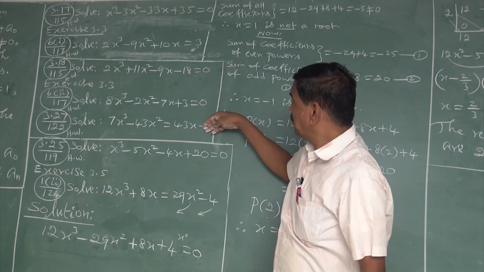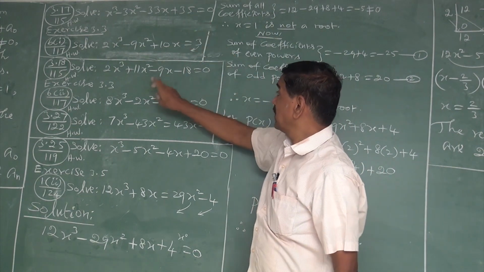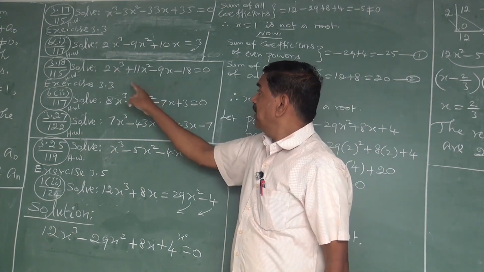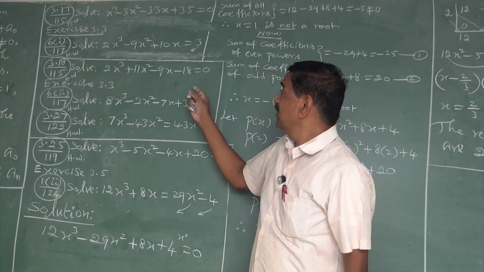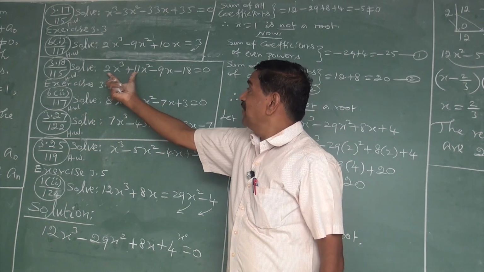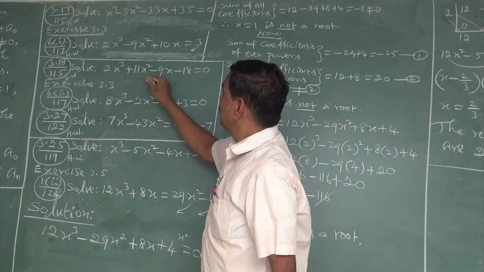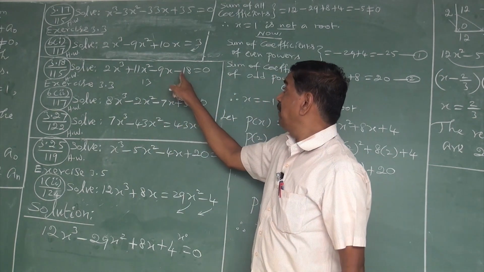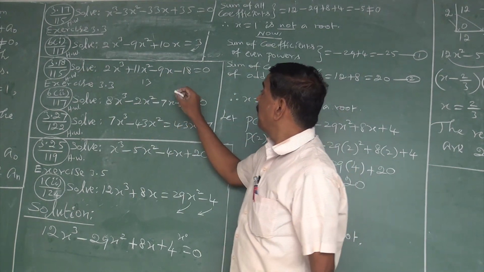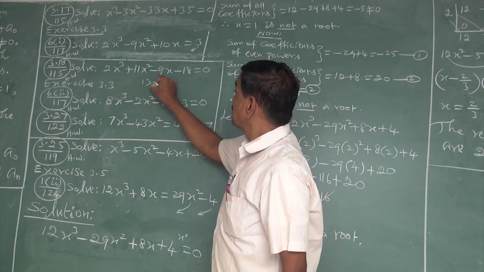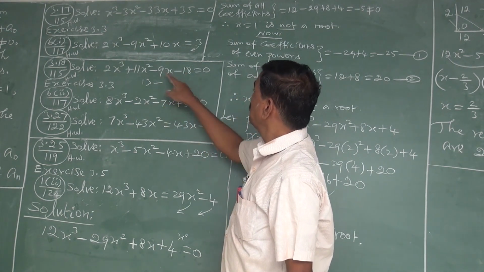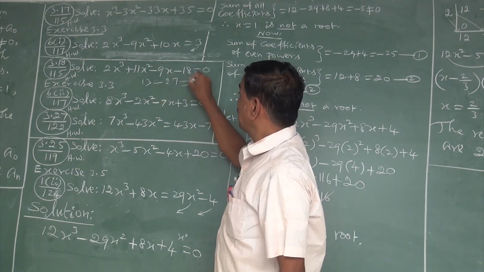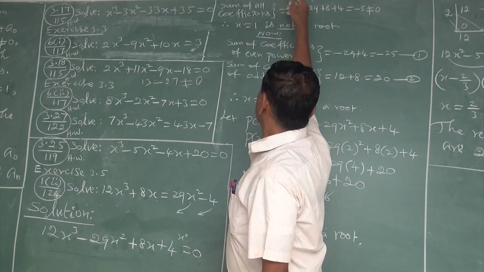Come to the next 3 questions. Listen, the first is 1 box, and the next 1, 2, 3 will be the next box. Now listen. Identify the sum of all coefficients, please. 2 plus 11, which is equal to 13. Sum of all coefficients means minus 9 minus 18. Both are negative. So 13 minus 27, definitely not equal to 0. So step 1 is a failure.